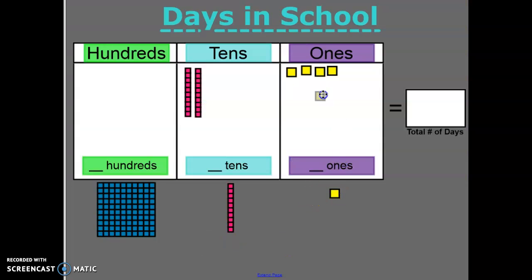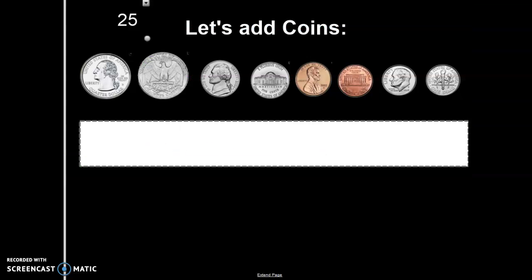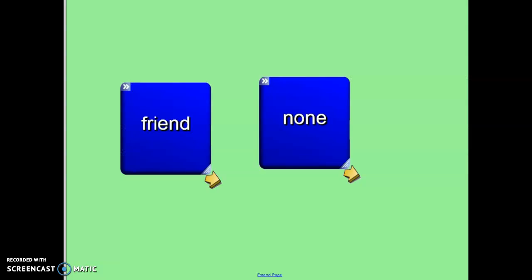Adding another unit, I notice that we still have two sets of 10, which makes 20, and we have 5 ones. When we put that together, we have 25 days of school so far. I've been really excited now because we can pull down one coin to show 25 cents. Which coin is it? Yep, it's the quarter. 25 cents.